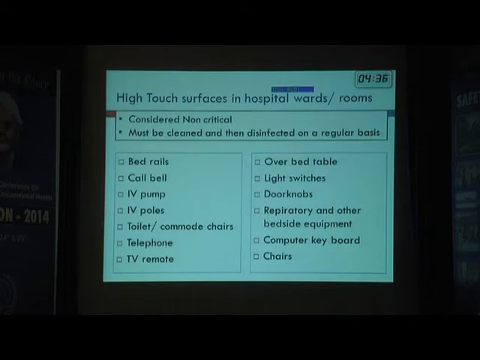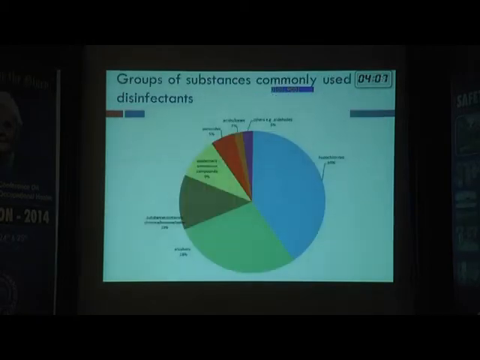Studies have shown bed rails, call bells, IV pumps, IV poles, toilets, commode chairs, telephones, TV remotes, switches, over tables, door knobs, all these are areas that need to be taken care of. And when you clean a room, these are the areas that you should clean thoroughly, either with the disinfectants or soap and water, after a patient leaves, or when cleaning is done. You have to instruct your cleaning staff to clean these areas.